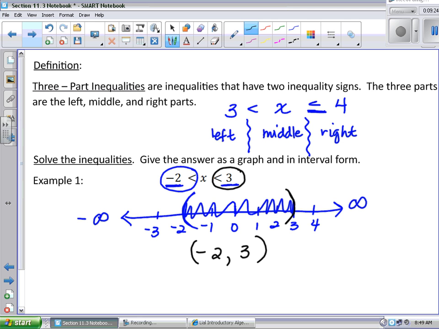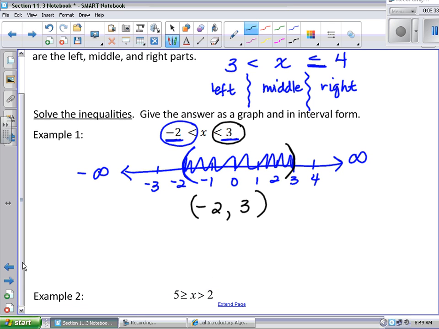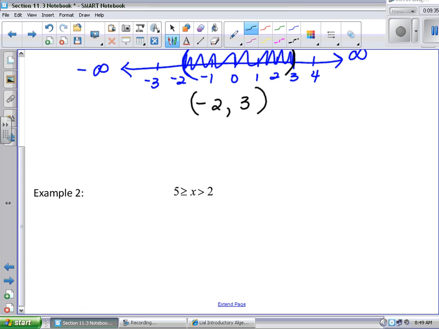Now, sometimes you will have one parenthesis and one bracket, or other times you will have two brackets. You've got to look at the inequality signs to determine which symbols you're going to be using. So let's do a second example. Again, we're going to draw our number line.